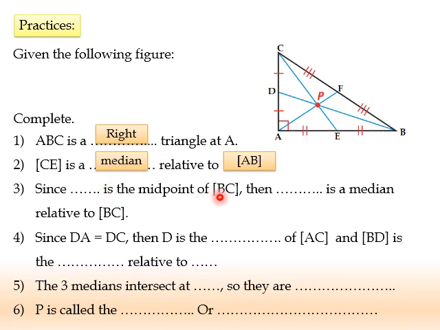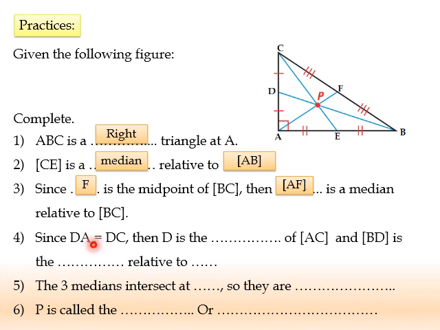Now, F is the midpoint of BC, here is the side BC. What is its midpoint? F, since given that CF equals FB. So, since F is the midpoint of BC, then what's the median? Vertex A is joined here to point F, the midpoint of BC, then AF is a median relative to BC.